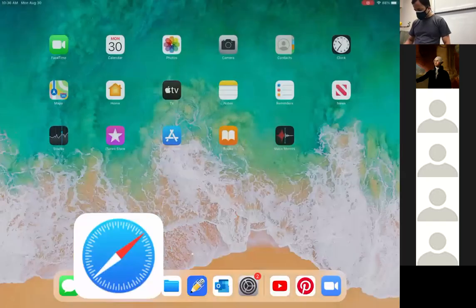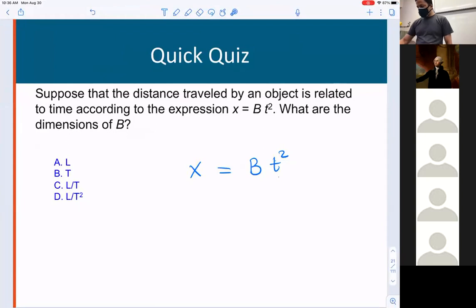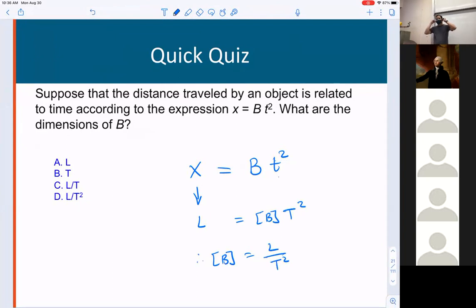All right, so again, the logic here is that this has dimensions of length, and then you have here the dimensions of B, and then this has dimensions of time squared. So you solve for the dimensions of B as being length over time squared. Anyone happen to know of a physical quantity that has dimensions of length over time squared? It'll turn out to be acceleration, as we will see later on.